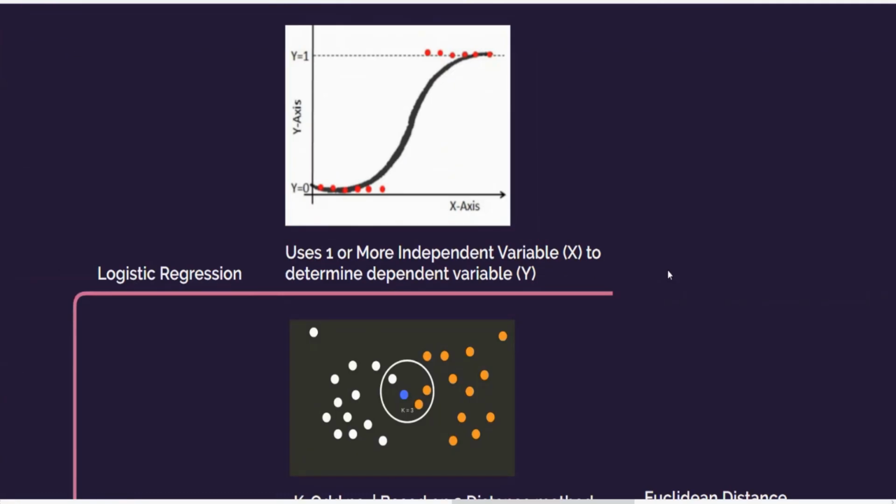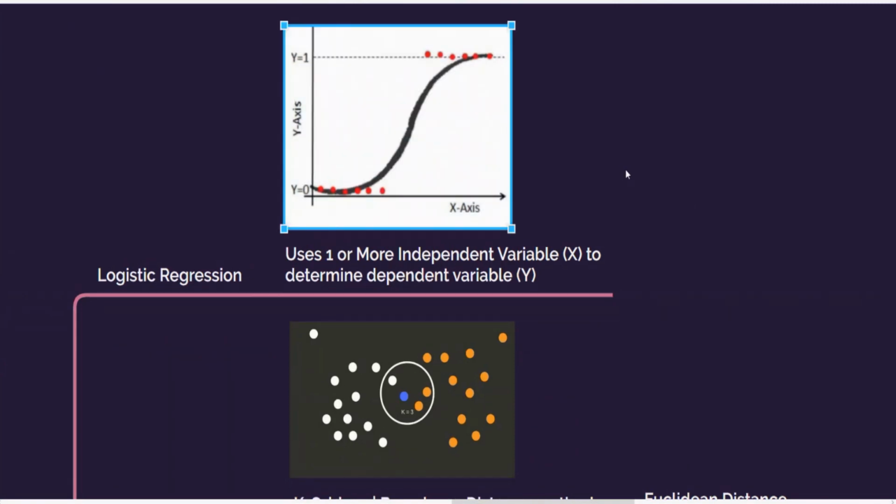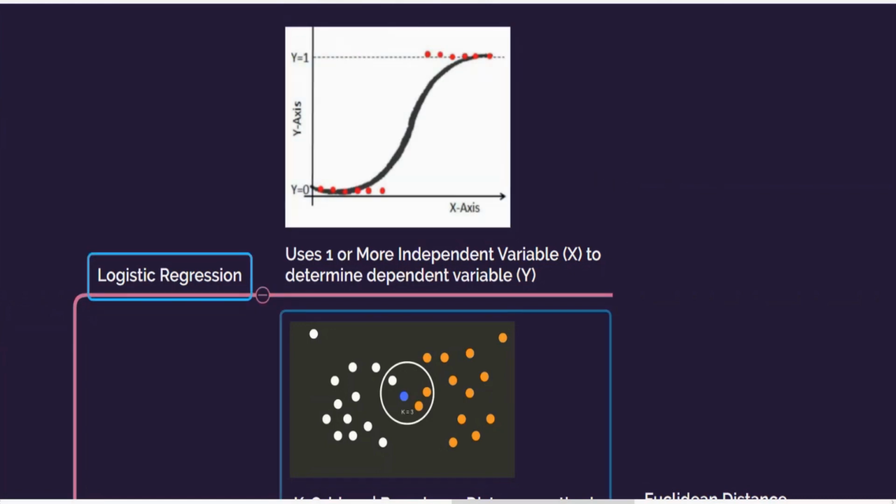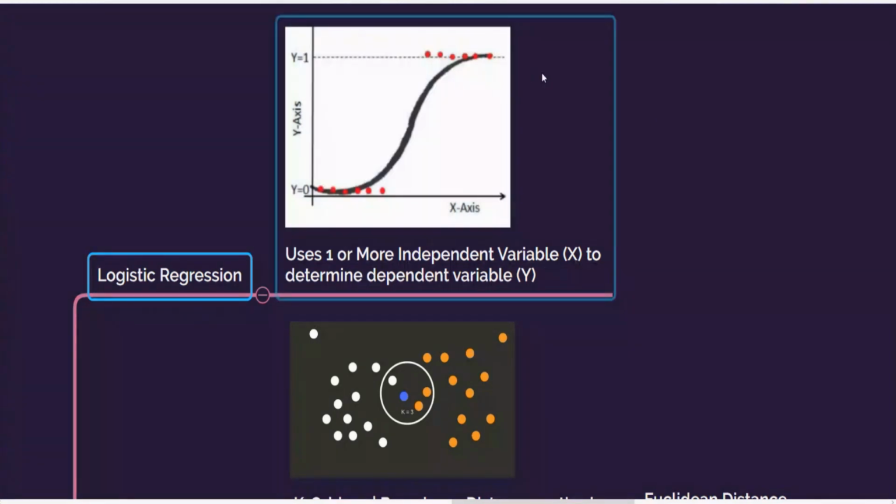The first algorithm we are going to see is logistic regression. Here it uses one or more independent variables on the x-axis. We have an x-axis and y-axis, right? On the x-axis we plot the independent variable, and on the y-axis we plot the dependent variable. Based on that, we get the output graph. In logistic regression, it will form an S curve. It looks like an S shape.